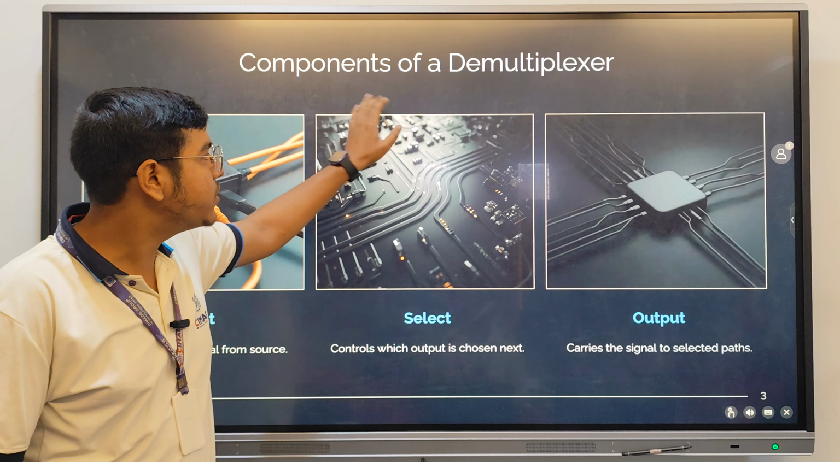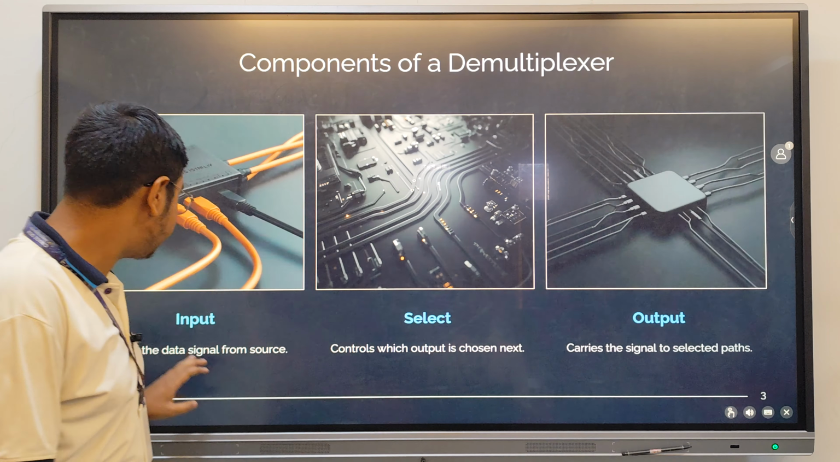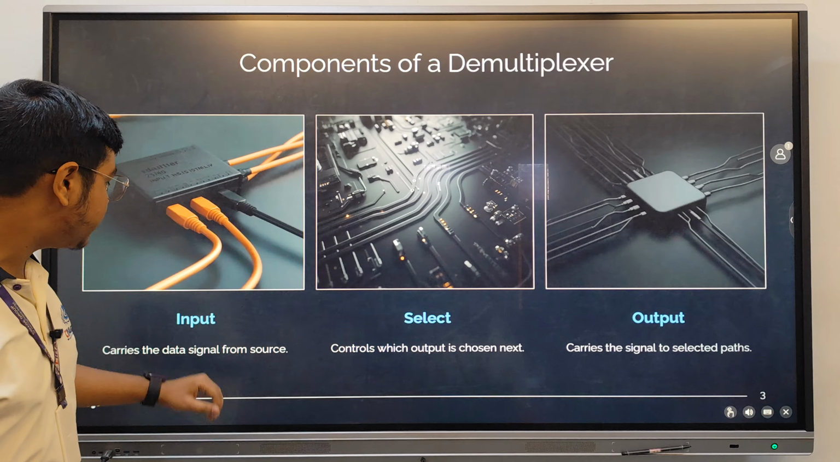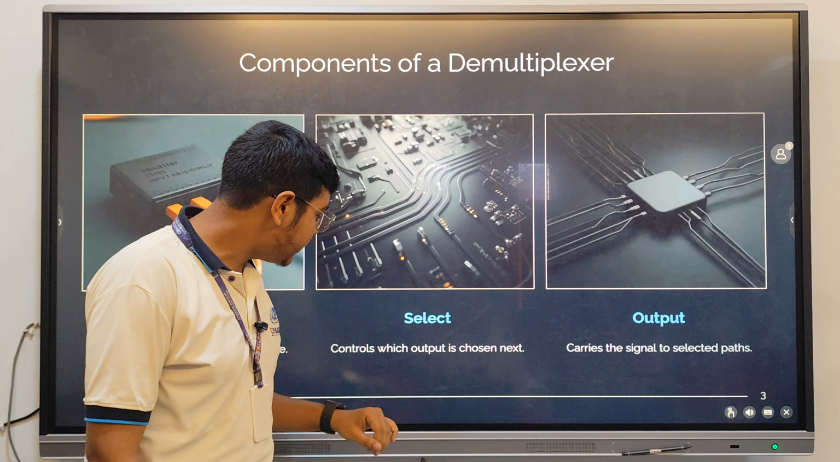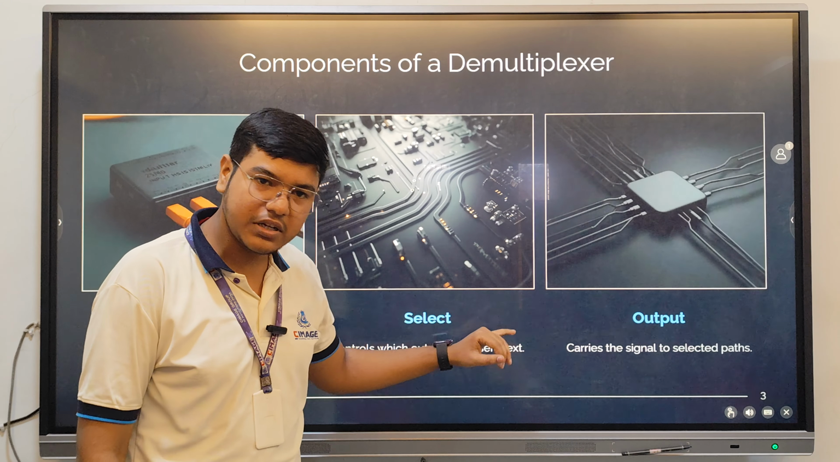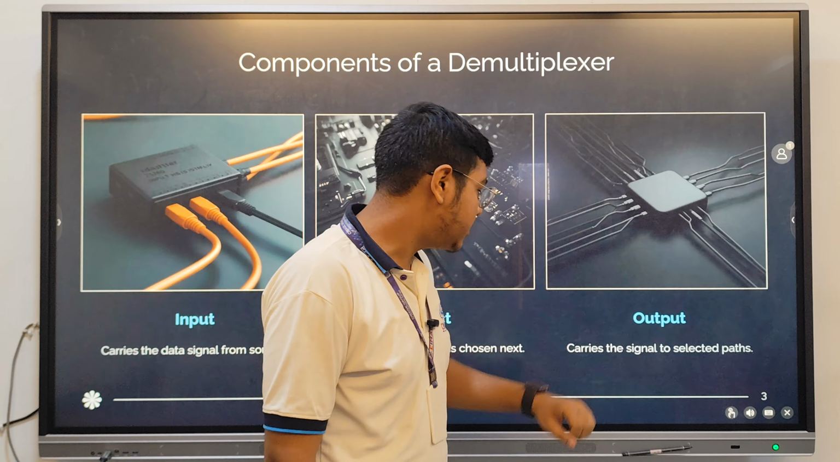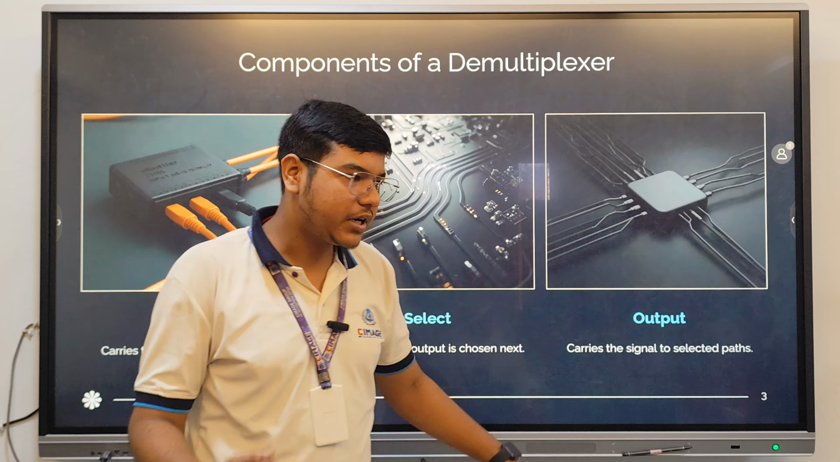Now we are seeing the components of a demultiplexer. First is input, which carries the data signal from the source. Second one is select, which controls which output is chosen next, and the third one is output, which carries the signal to the selected path.